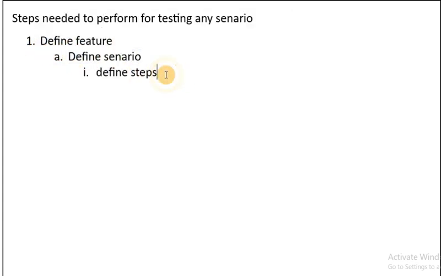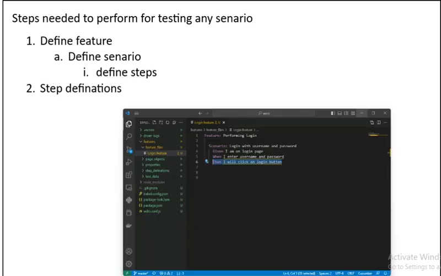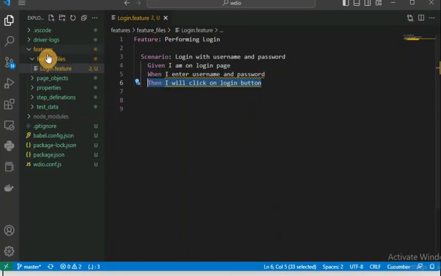Now come to the next phase. After this, we have to define the step definition. We have to go for the step definition. So for the step definition, just see here. Under this feature file, we have defined this feature. Now I'm going to define the step definition.